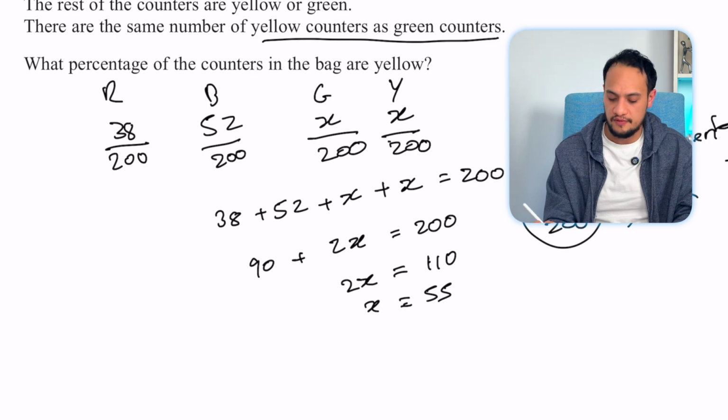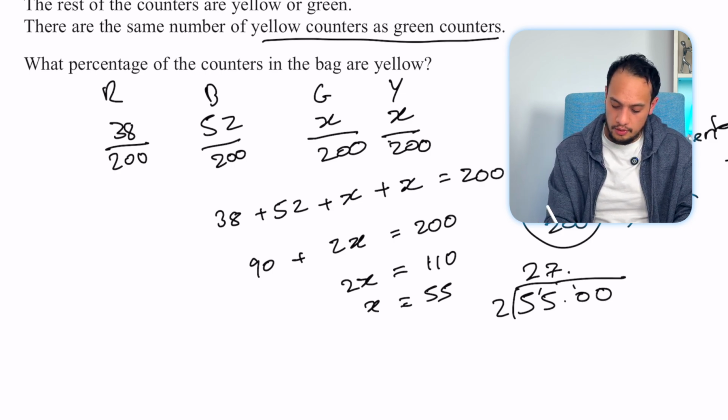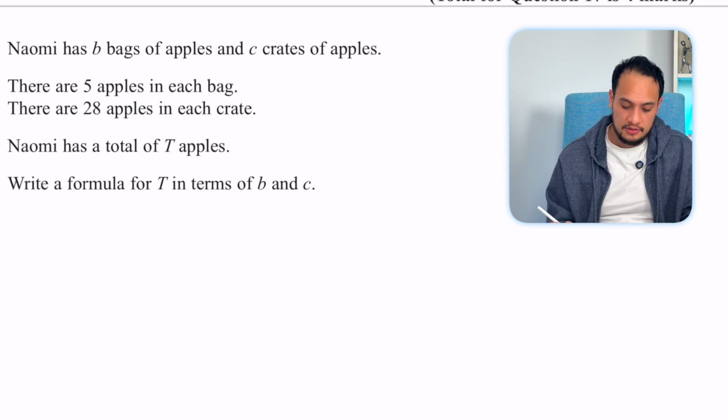So if you take 55 divided by 2, it goes twice into 5, so you've got 2 there, you've got 1 there, so 2 into 15 goes 7 times. We're going to erase some zeros. We've got a remainder of 1, and then 2 into 10 goes 5 times. So my answer will be 27.5%. Number 18. So Naomi has B bags of apples and C crates of apples.